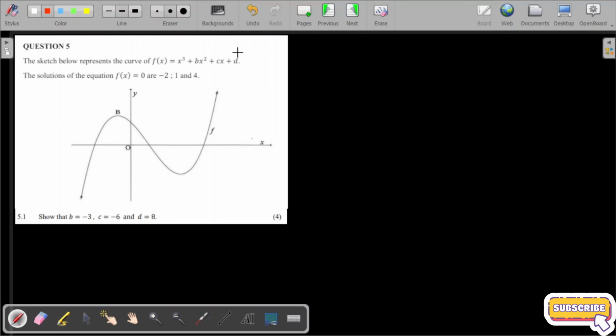So here they are saying in the sketch below, represent the curve where we have f(x) = x cubed plus bx squared plus cx plus d, and the solution of the equation where f is equal to 0. Very important, where f is equal to 0, we have -2, 1, and 4. Where f(x) is 0, these are the x-intercepts in your graph. Meaning here we have -2, here we have 1, and then here we have 4. That is very, very important.